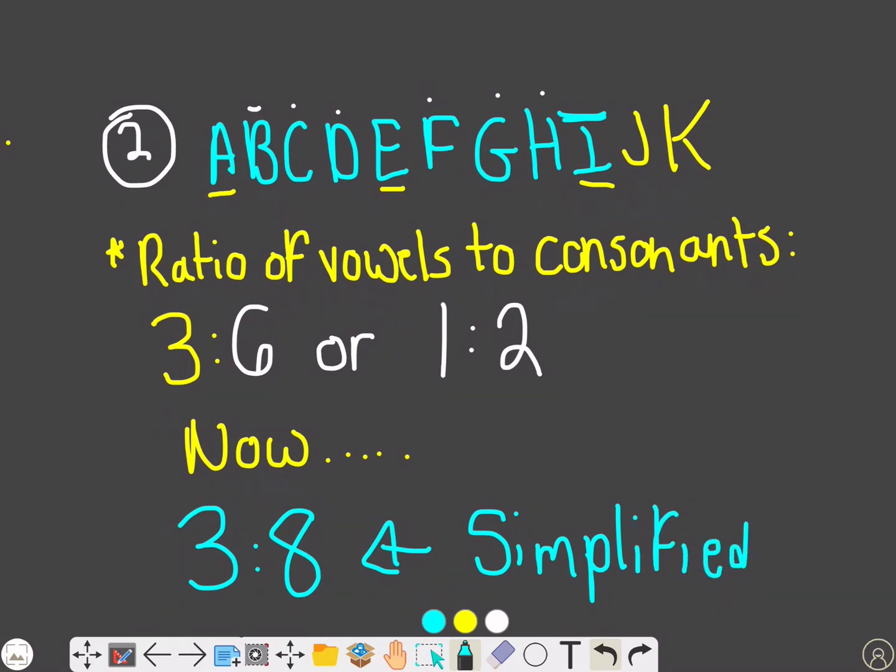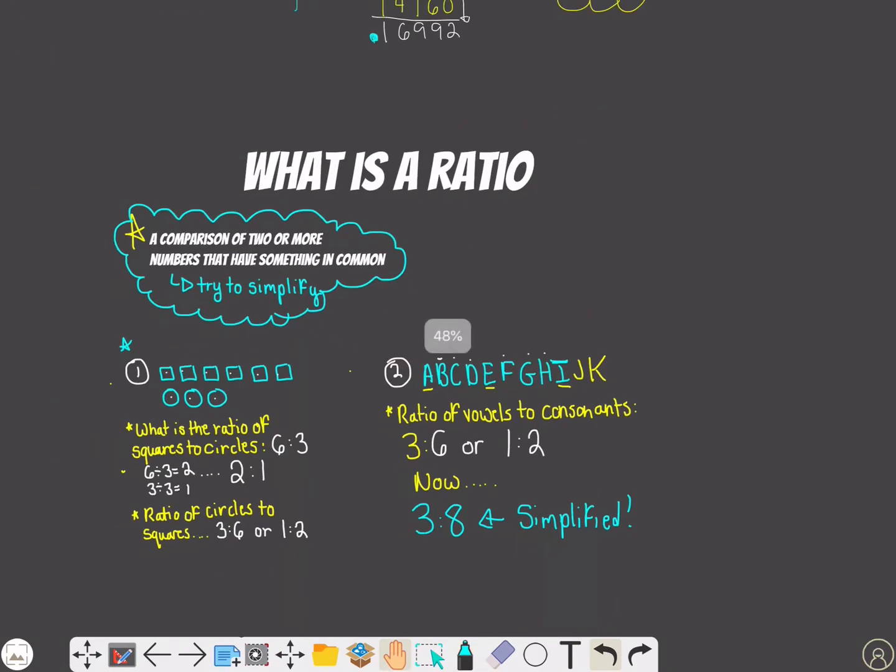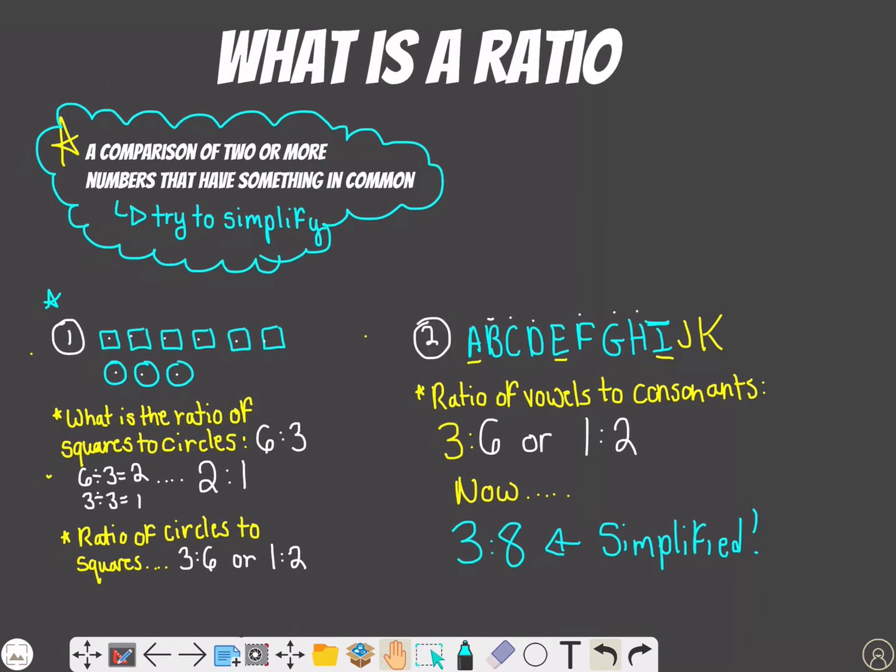And those are great examples of what a ratio is. It's a comparison of 2 or more things and just seeing how many for one will be for the other.